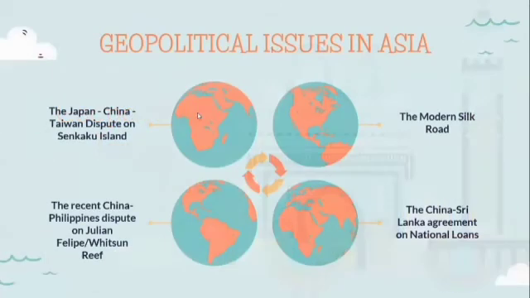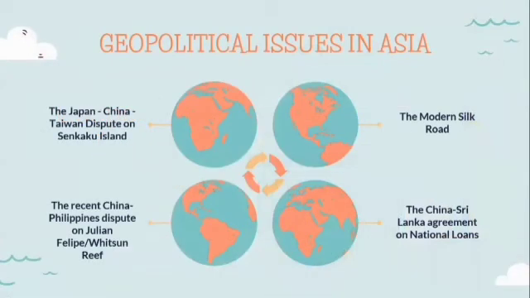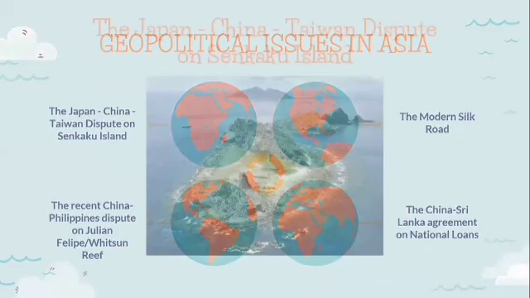Thank you, JC. Last but not the least, we're going to tackle the geopolitical issues in Asia. Next slide. Technically, we're going to tackle four geopolitical issues in Asia, namely the Japan-China-Taiwan dispute on Senkaku Island, the recent China-Philippines dispute on Julian Felipe or Whitsun Reef, and the modern Silk Road, as well as the China-Sri Lanka agreement on national loans. Next slide.